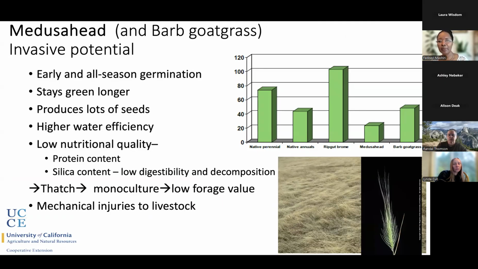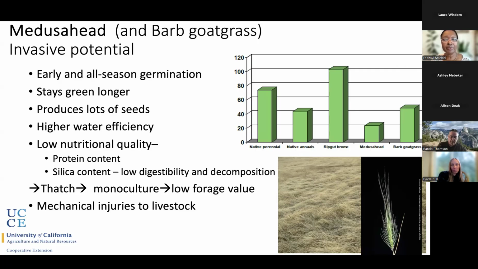So moving on now to talk about weed control using fire. The first one that I wanted to talk about today is medusahead. I don't know if you guys are familiar. I do have an example right here with the seed head of medusahead. It's one of the grasses that is invading most of the grasslands here in California. And another one with similar growth habits and similar invasive qualities is called barbed goatgrass.